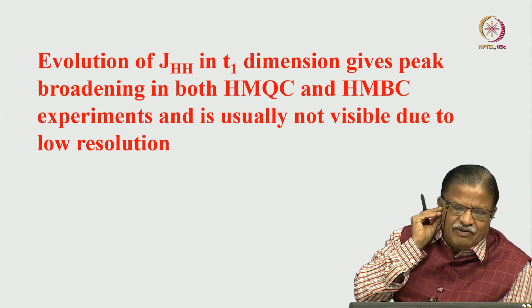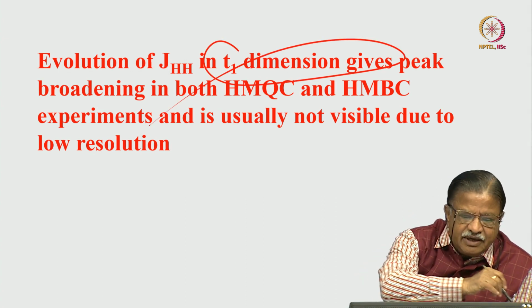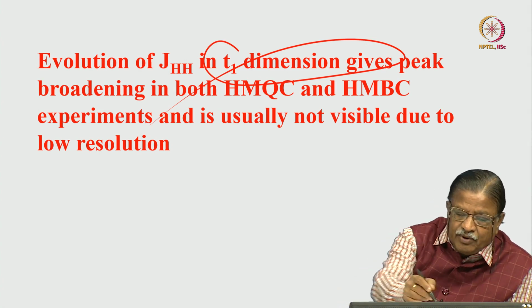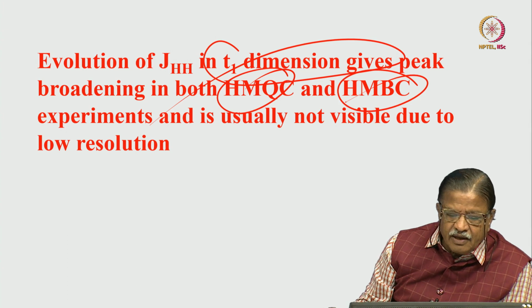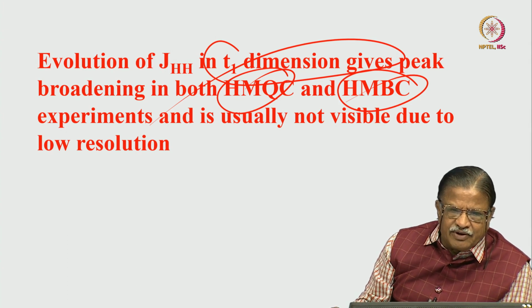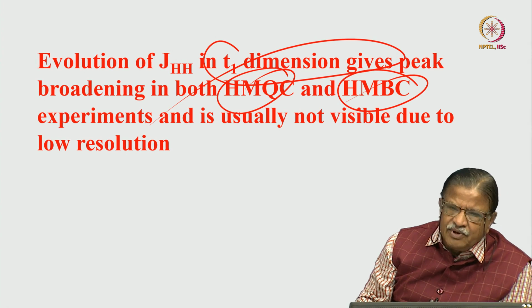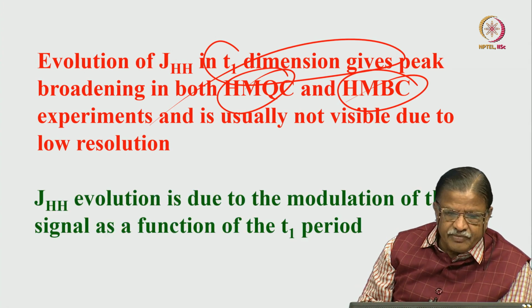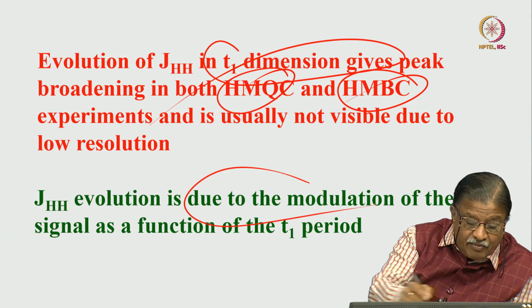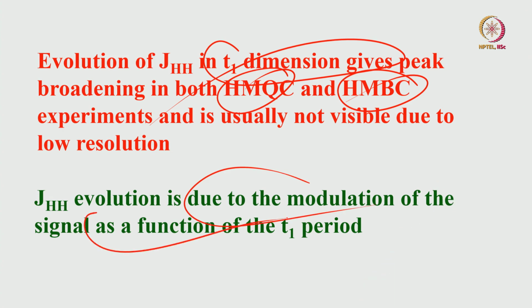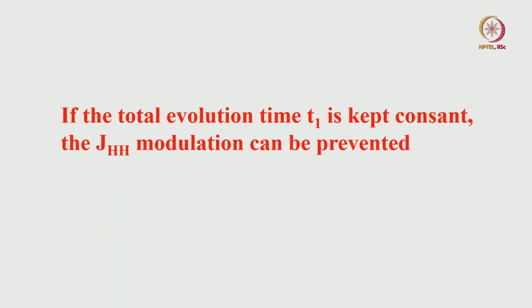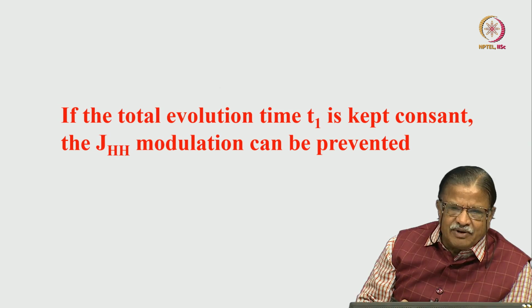If the evolution of JHH is there in the T1 dimension, it gives peak broadening in both HMQC and HMBC. Usually not visible due to low resolution, but it gives us broadening. But JHH evolution is due to modulation of the signal as a function of the T1 period. It evolves because there is a modulation. What we do is we stop this modulation. Somehow we keep the evolution time constant. Then we can prevent the JHH modulation.